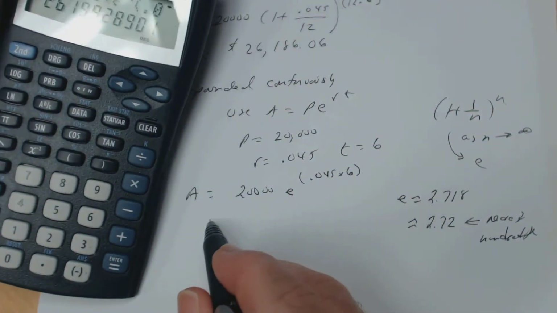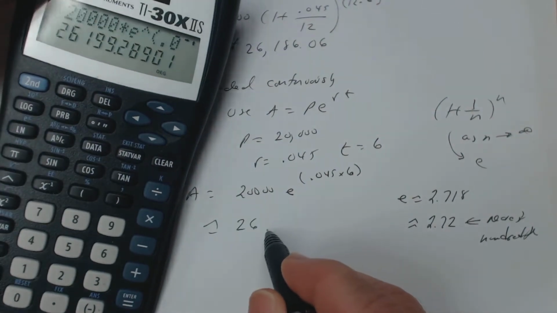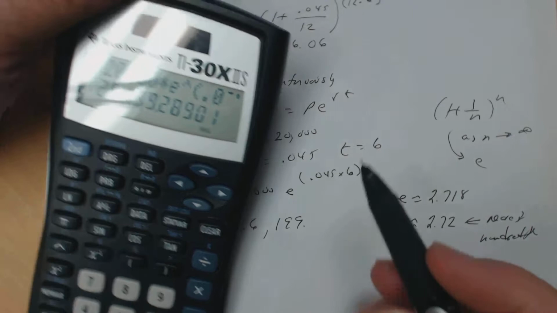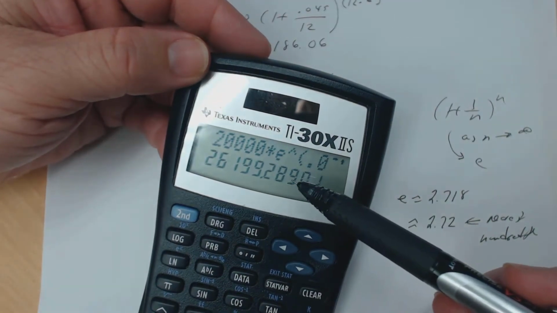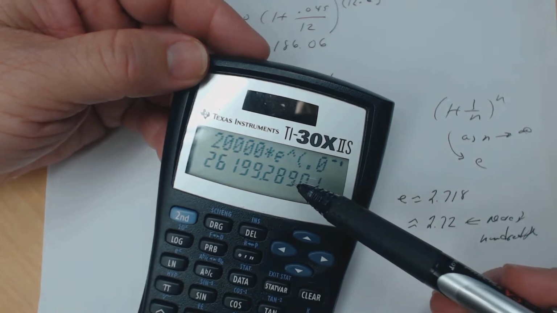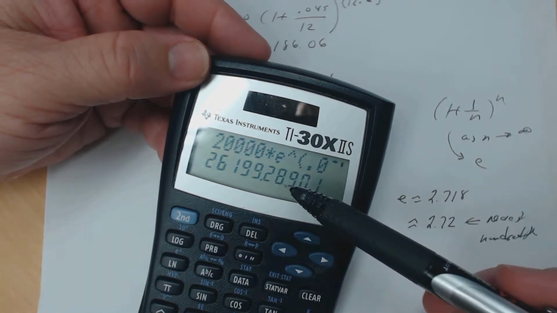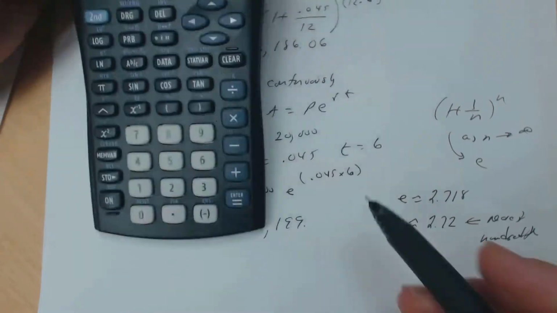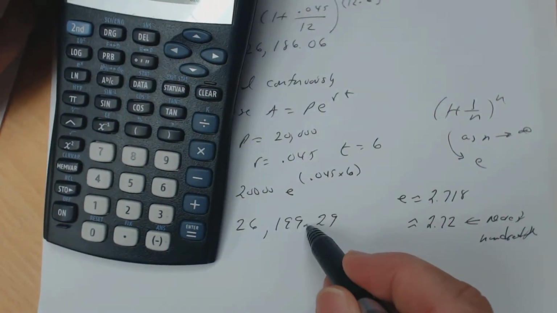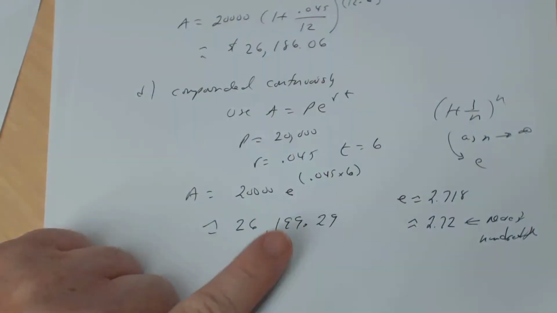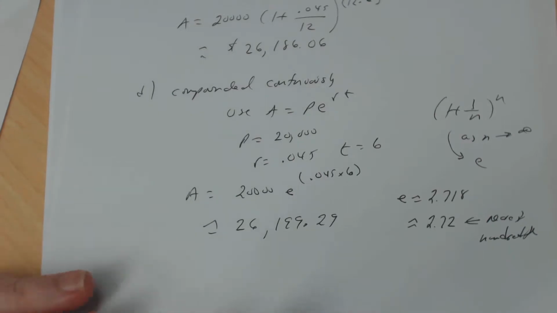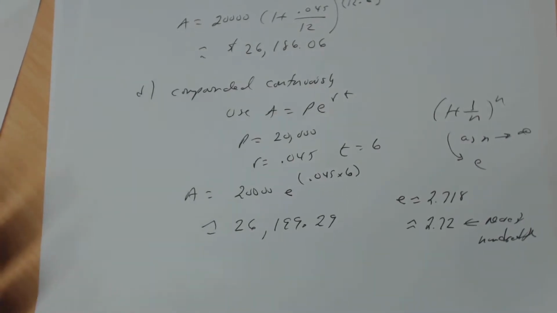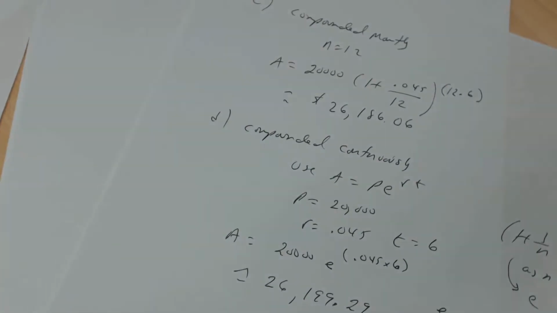So you get $26,199, and then remember, 8 is in the hundreds place. We have to look at this since it says 5 or bigger. Since 9 is bigger than or equal to 5, I have to add 1 to the 8, so I get 29 cents. So notice compounding continuously gives you more money. All right, so that takes care of the interest formula. It's very simple.